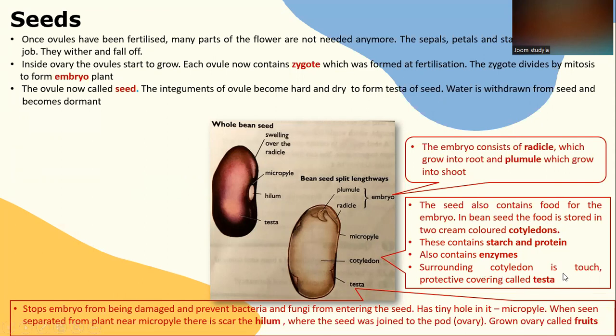Surrounding the cotyledon is a protective covering called the testa. Okay, the function of the testa is to stop the embryo from being damaged and to prevent bacteria and fungi from entering the seed. It has a tiny hole in it, the micropyle. When the seed is separated from the plant near the micropyle, there is a scar, the hilum. You can see it like this, like a scar, where the seed was joined to the pod. The grown ovary is called a fruit.